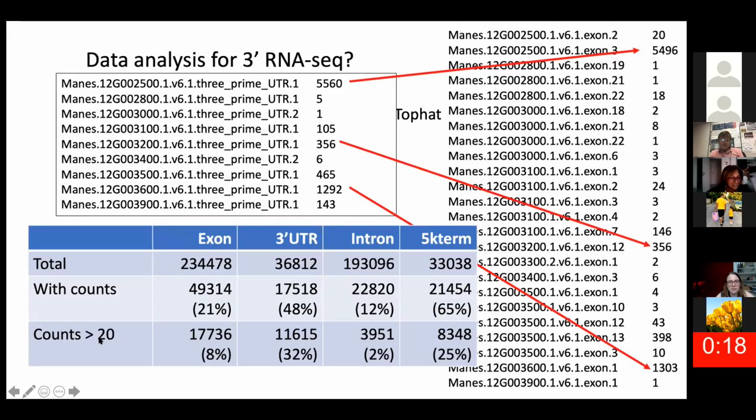Although if we filter and take only exons which have more than 20 counts, it reduces dramatically to 8%. Most of the hits, as we wish and hope, are of course in the 3' UTR. We have, with filtering, very low incidence in introns, and the important part is here. When we look at 5,000 nucleotides downstream, about 25% of these regions have hits localized there.